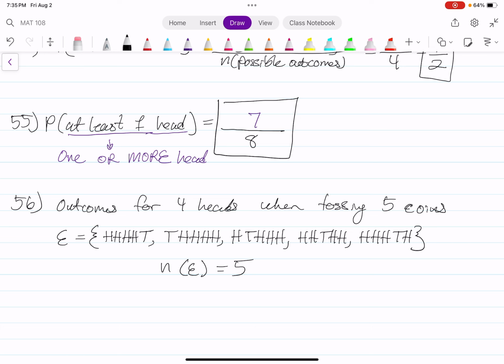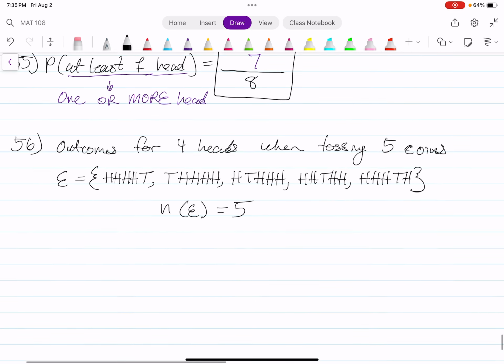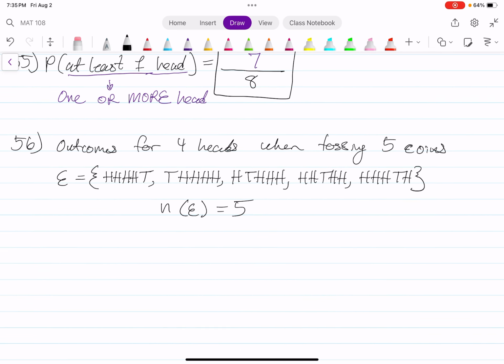All we need is to find the sample space. So we found the event. Now we need to find the sample space. We do not want to try every possibility that we can get here when we toss 5 coins, because that can take us about half an hour. But we're going to use the fundamental counting principle.